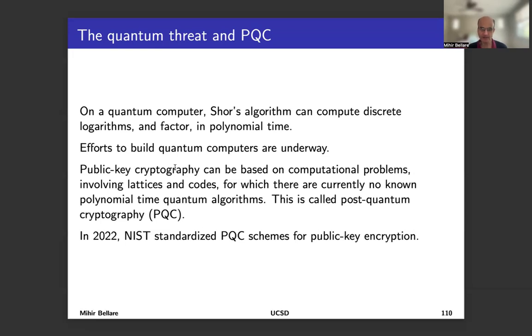But nonetheless, it got standardization bodies worried enough that they decided we had better already look for alternatives. And this is possible. There are alternative mathematical sources and methods to build public key crypto that don't rely on RSA and discrete log, and in particular seem, at least so far, to resist quantum attacks. That area is called post-quantum cryptography. And some years back, relatively recently, the National Institute of Standards actually standardized such schemes for encryption.